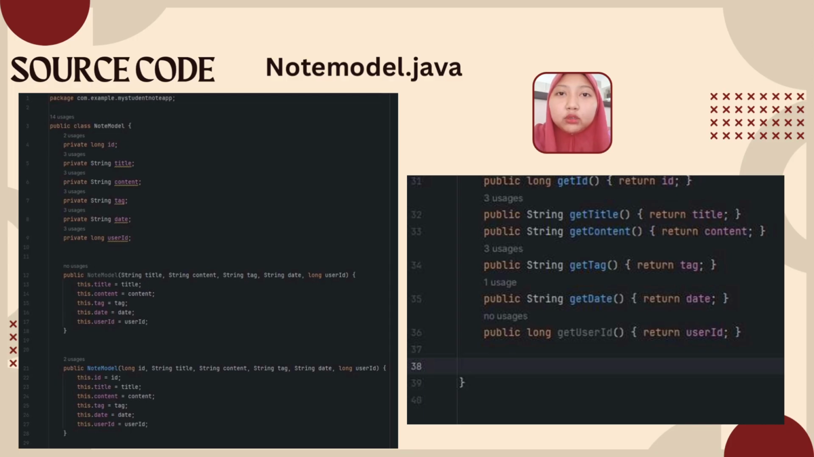Finally, we look at the NoteModel.java class. This is a simple plain old Java object that structures the data for a single note. It contains the fields ID, title, content, tag, date, and user ID. It provides necessary constructors for creating note objects and getter methods like getTitle, getContent, and more for accessing its data. Let's conclude the code walkthrough covering the profile user interface and update logic, the structure of the note model, and the display of action logic within the note adapter. That's all from me. Thank you.